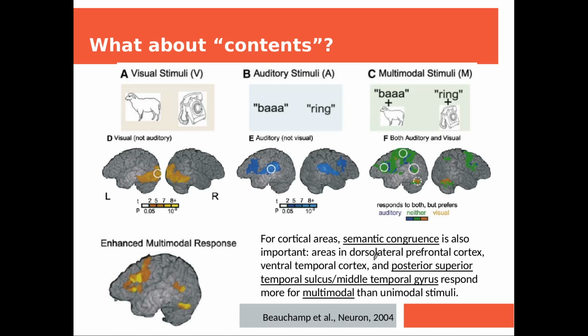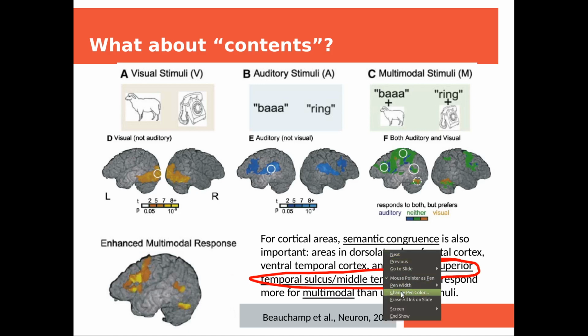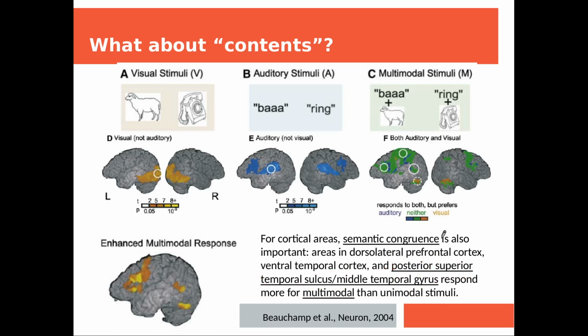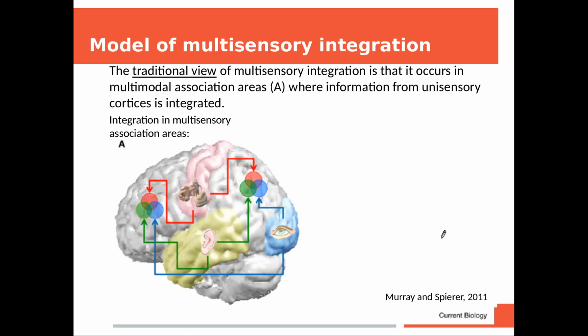So they basically looked at three areas: the dorsolateral prefrontal, ventral temporal cortex, and posterior temporal sulcus, or the middle temporal gyrus, which is something we'll talk about more. They respond more to multimodal than unimodal stimuli when there is semantic congruence of the contents.